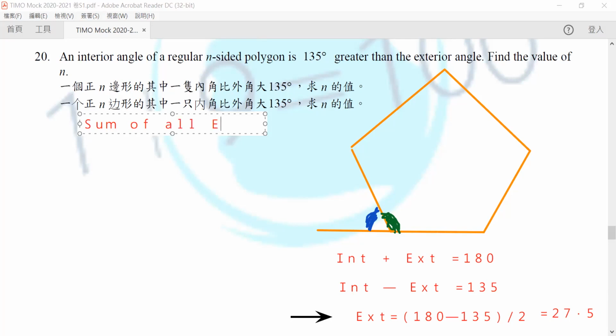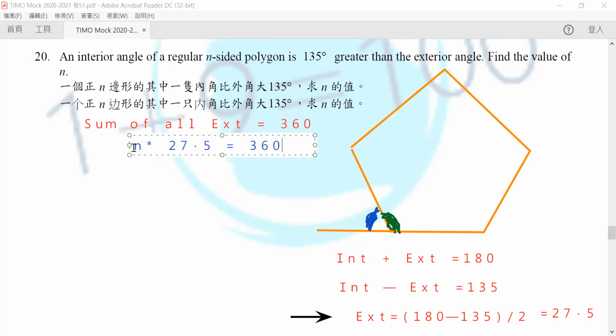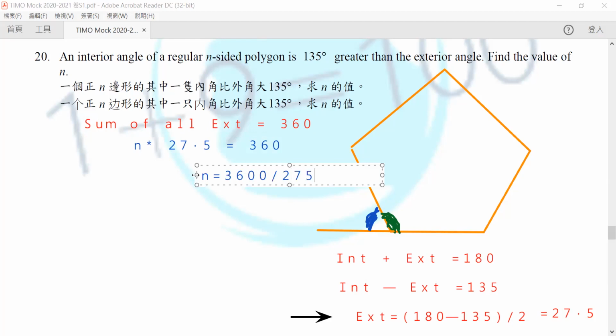But since we know from geometry that the sum of all exterior angles is equal to 360, right? But what is the sum of all exterior angles in this case? The sum of all exterior angles must be equal to n times our 27.5. So it must be equal to 360. So we now know that n must be equal to 360 divided by 27.5, and hence it will give us our answer.